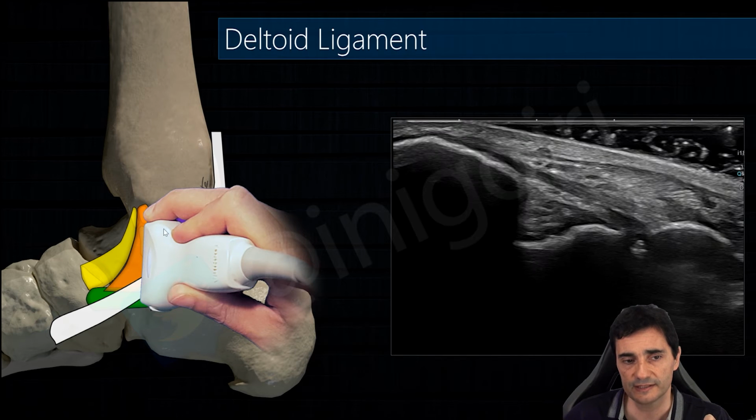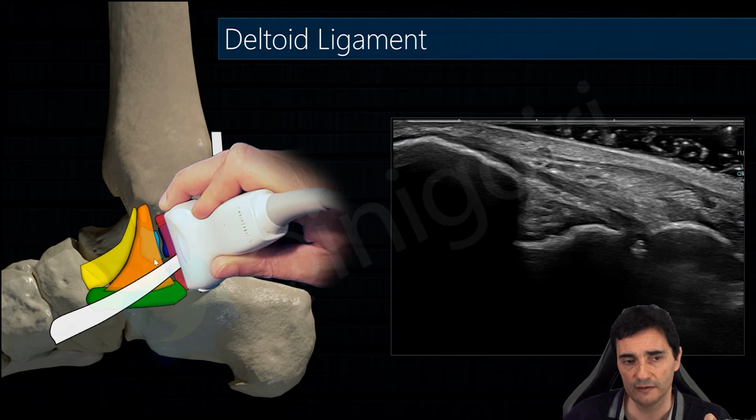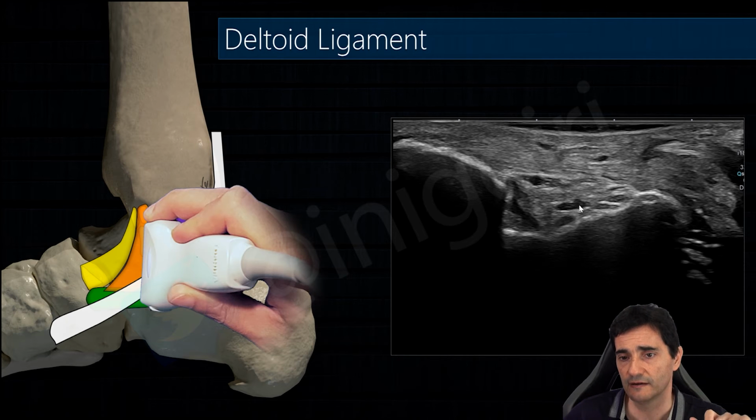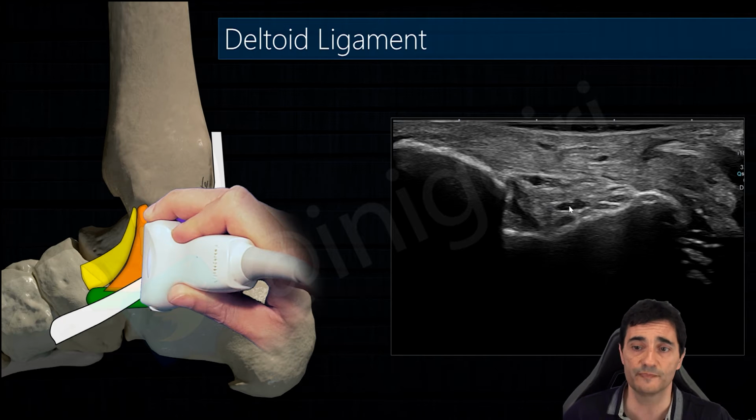Below this component, we usually find the anterior tibiotalar ligament from the deep layer here, but we don't have a good view here. We will see it better in the next video. And remember that usually this component is not always present.